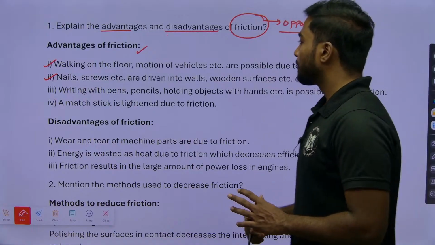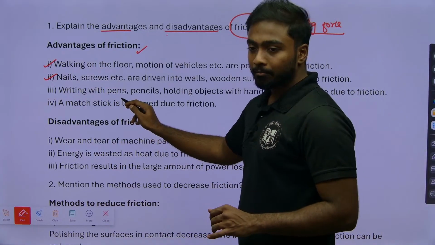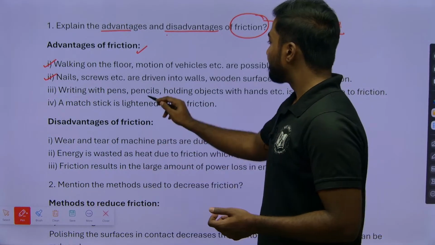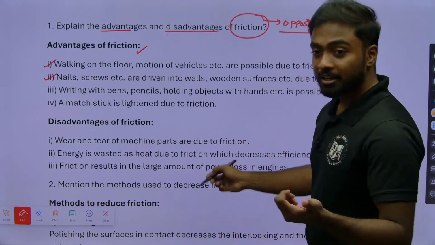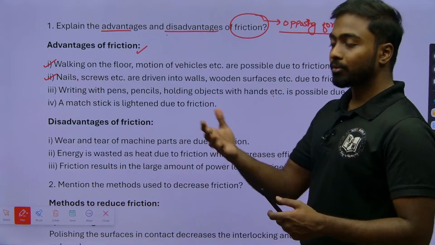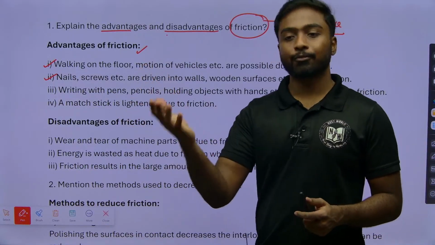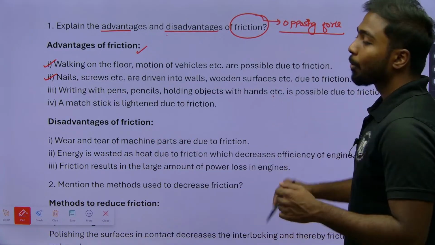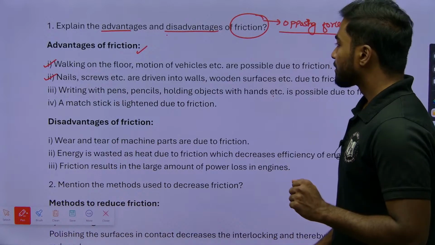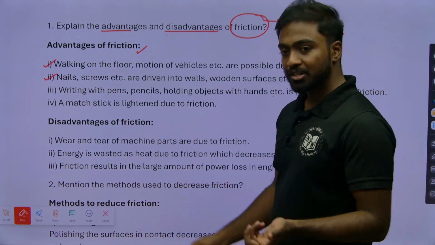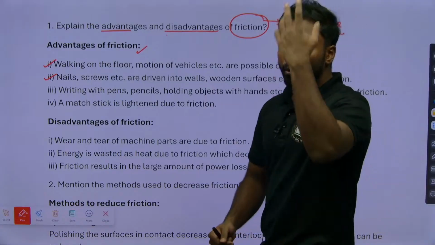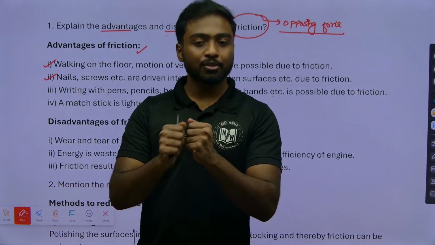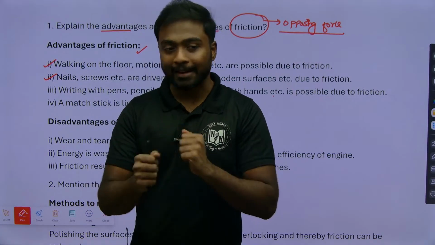Writing with a pen is possible only if a rough surface is there. Pencil, or holding an object with the hand, like if you see your hand, it is a rough surface. So holding with the hand, etc. is possible only due to friction. A matchstick is lit due to friction. In the olden ages they used to rub stones, and because the stone is rubbed, friction takes place.